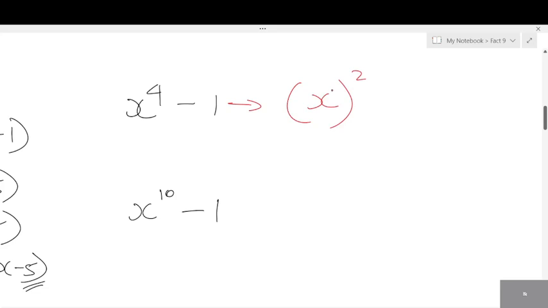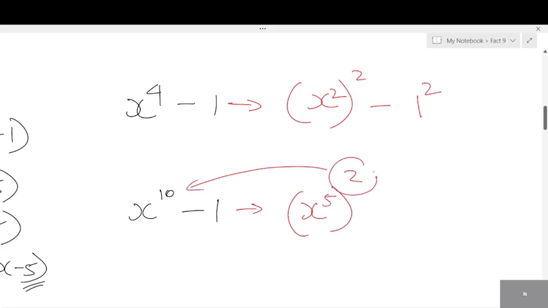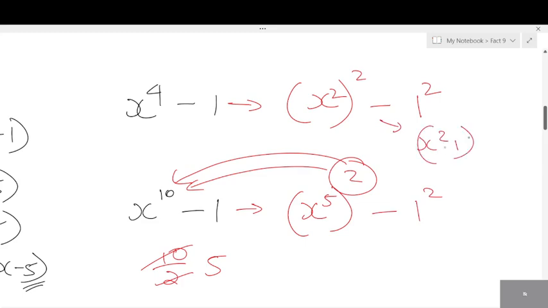x square the whole square minus 1 can be written as 1 square. And here, what should I put in so that I get 10? 5. Just divide. Take this 2 and divide 10 by it. 10 divided by 2 is what? 5. 5 should be inside 1 square. Now what's the answer, students? What's the answer for this? x square minus 1 into x square plus 1.